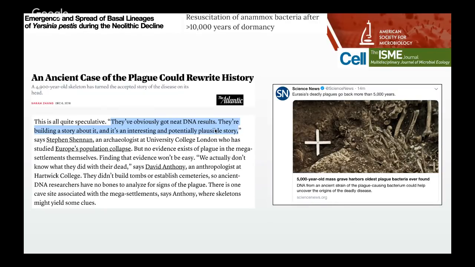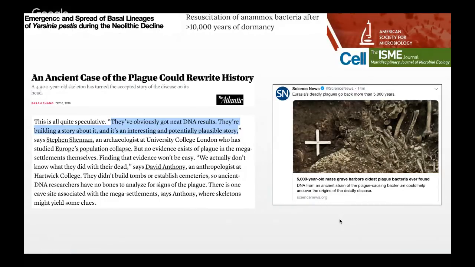additional DNA sequences. And finding some additional evidence may be a little bit difficult since those mega settlements, despite being hubs of human activity, don't have associated grave sites. And what these Neolithic era humans did with their dead is relatively unknown. So finding more Yersinia pestis samples that are associated with the remains of people that lived at that time might be a little bit difficult. And it was also shared in other outlets such as Science News. Quite exciting. But this is not the only ancient bacterium that has been studied recently.